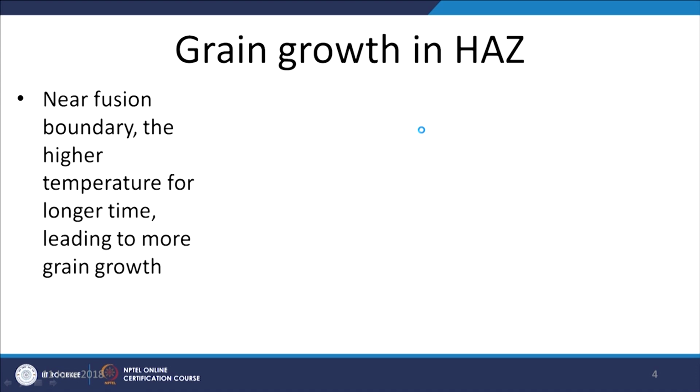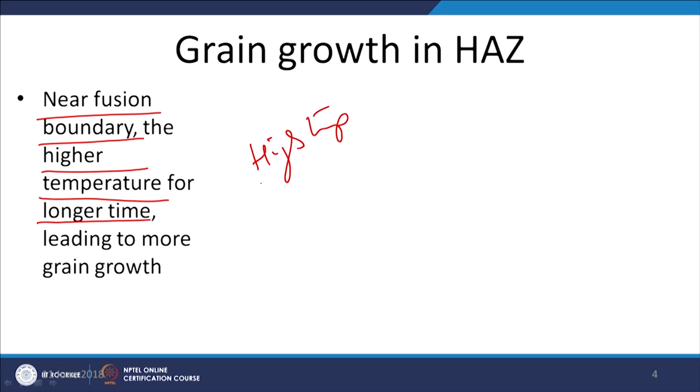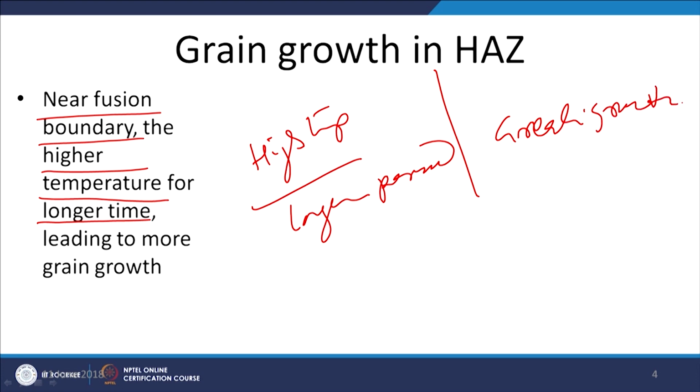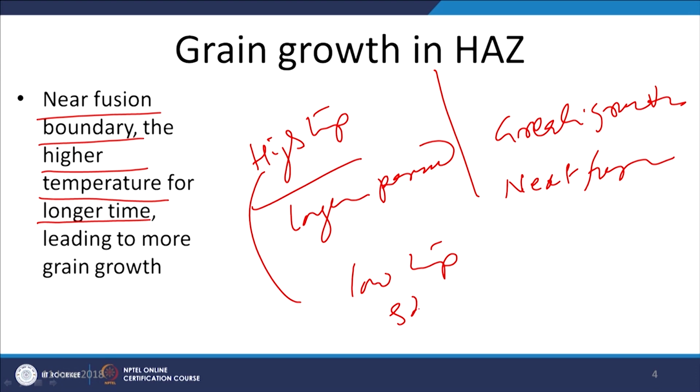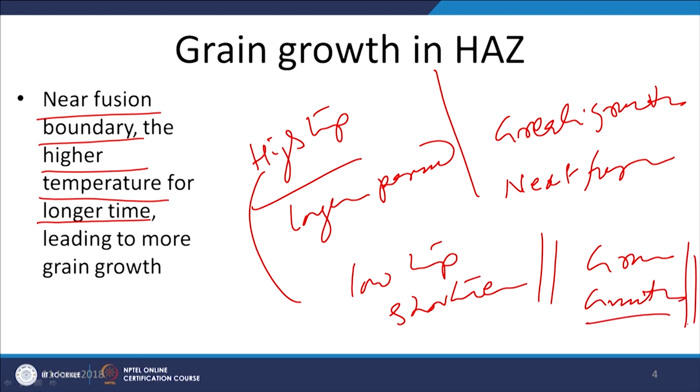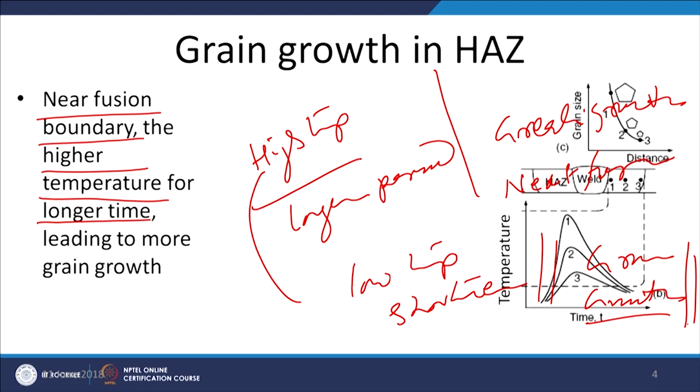Now, coming to the grain growth in the heat affected zone, we have seen that near the fusion boundary the temperature exposure is higher, and that is also for a longer period. So the combination of high temperature as well as longer exposure leads to greater grain growth in the region next to the fusion boundary, while those zones away from the fusion boundary experience lower temperature rise, and that too for a shorter period, and that is why the grain growth will be lower when the point is located away from the fusion boundary, or when the heat input is very limited for development of the weld joint.